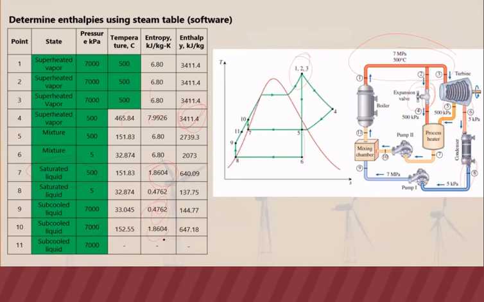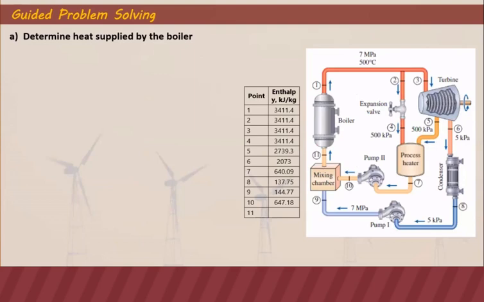Since we have two values, we can get the temperature and enthalpy at point 10. At point 11, we can leave it blank, but we will use an energy balance to get the enthalpy at point 11 later on. That's how you analyze to get the enthalpies of the steam. First, we need to determine the heat supplied by the boiler.